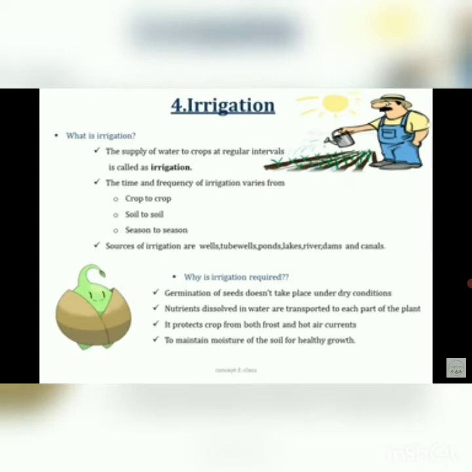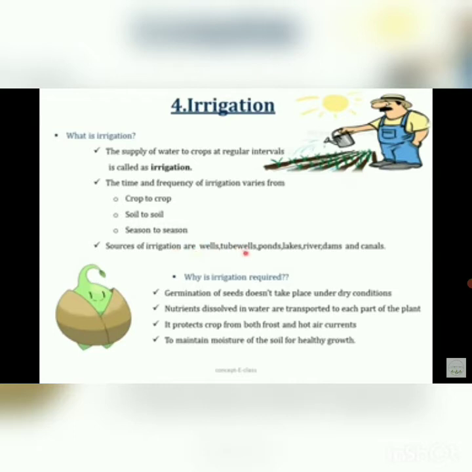The next important thing is irrigation. What is irrigation? The supply of water to crops at regular intervals is called irrigation. The time and the frequency of irrigation vary from crop to crop, soil to soil, and season to season. Sources of irrigation are wells, tube wells, ponds, lakes, rivers, dams, and canals.